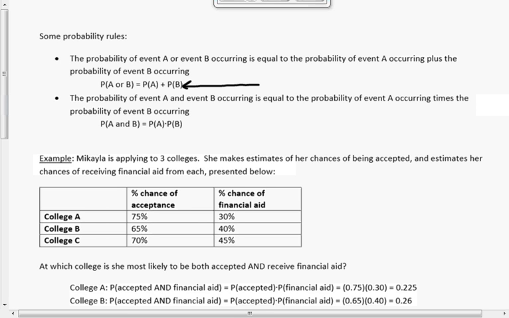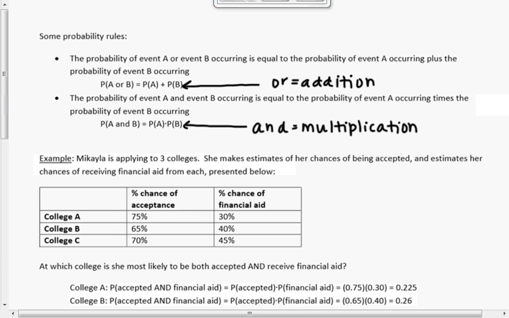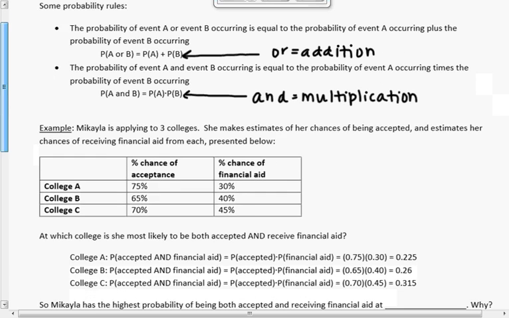If I wanted to find the probability of me getting into college A and college B, we would be using multiplication instead. So or means addition, where and means multiplication. Okay. So you would have to have the probability of each thing occurring on its own before you could find out the probability of them happening together or one or the other happening. So the example we have is exactly that.